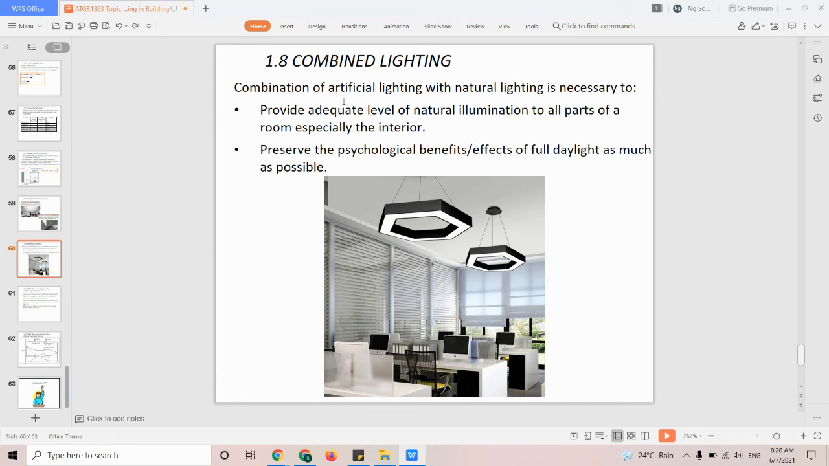Okay, so when it comes to providing enough lighting in the building, it's always a combination between artificial lighting and natural lighting. Using artificial lighting actually costs money to run all year round. So that's why we want to have a combination between natural and artificial. Using natural lighting is always better. It actually has a better physiological benefit or effect.